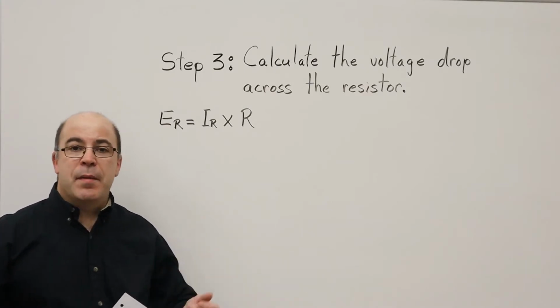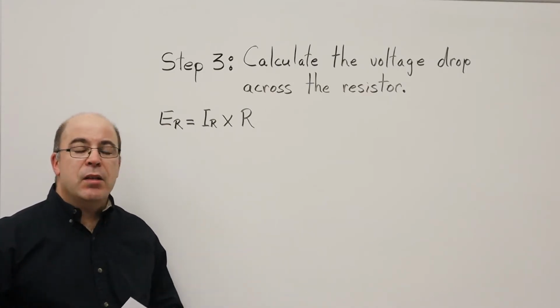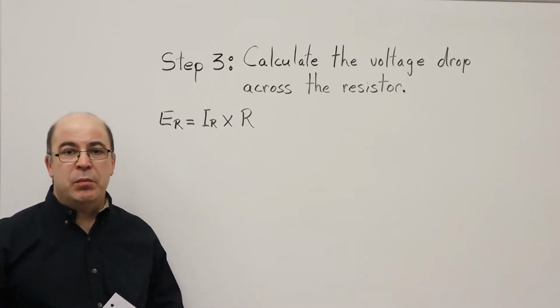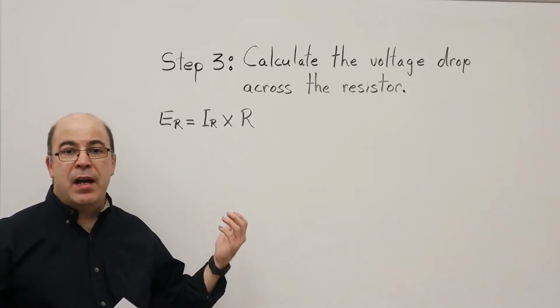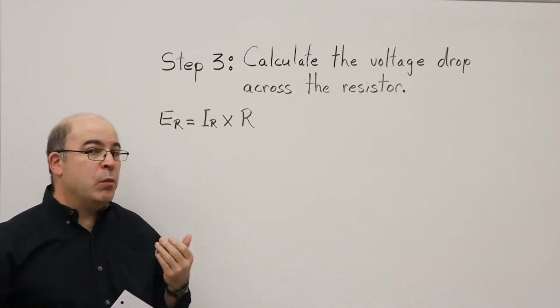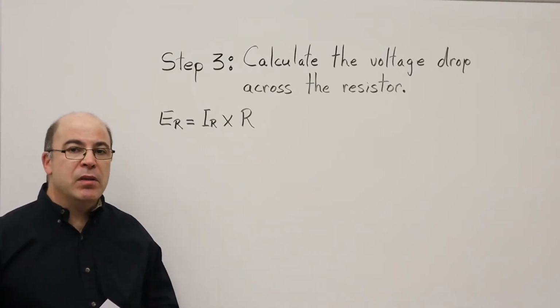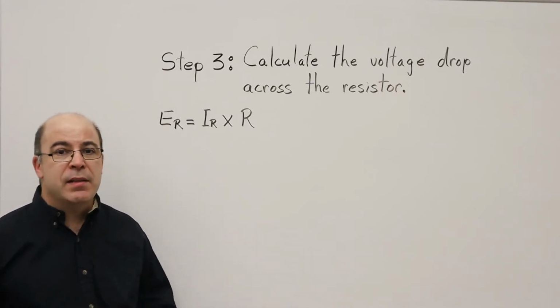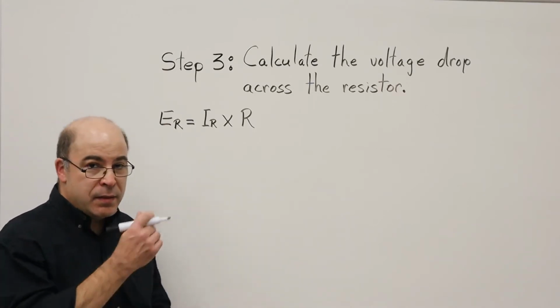Moving forward, step number 3, calculating the voltage drop across the resistor. We're going to be using, again, simple Ohm's law. We're going to take the value of the current that we just calculated, and we're going to multiply it by the given value of resistance. In this case, it was 60 ohms. So let's input that.